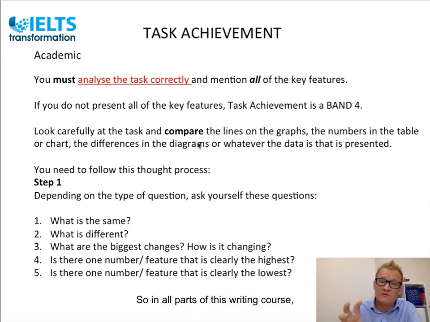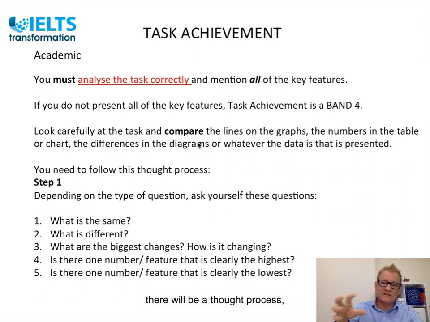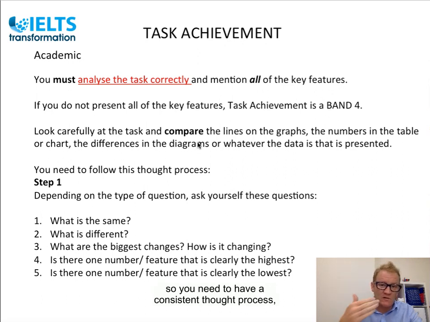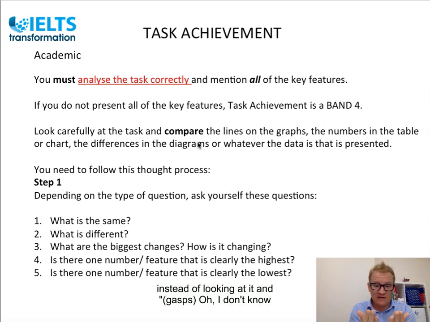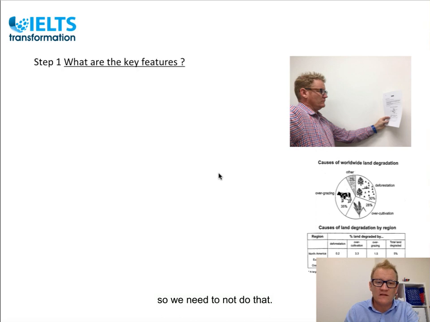So in all parts of this writing course, in the general training task 1, in the letter, there will be a thought process. In the task 2 essay, there will be a thought process. So you need to have a consistent thought process instead of looking at it and thinking, oh, I don't know anything about that, or that's really difficult, or whatever your thought is. But there's a lot of initial negativity towards the task, so we need to not do that.